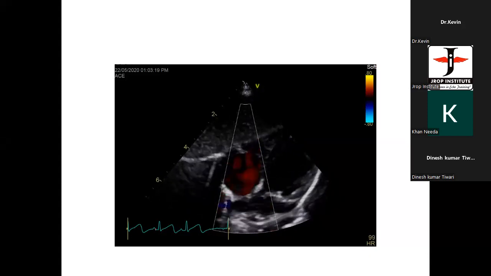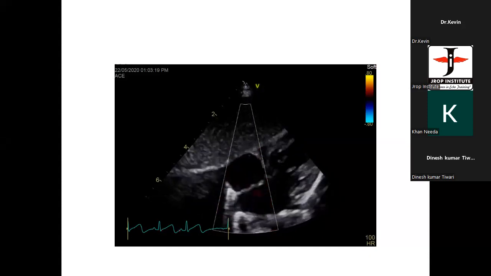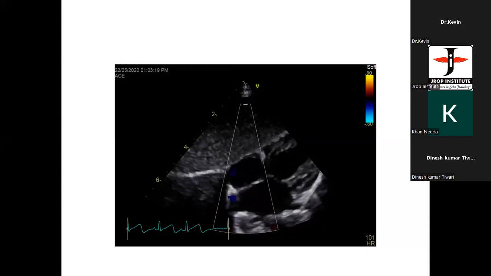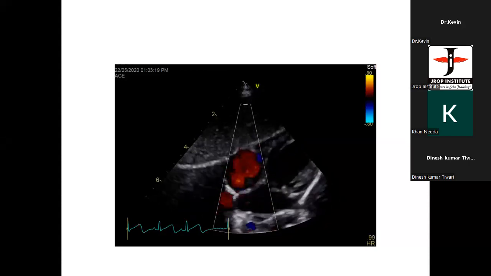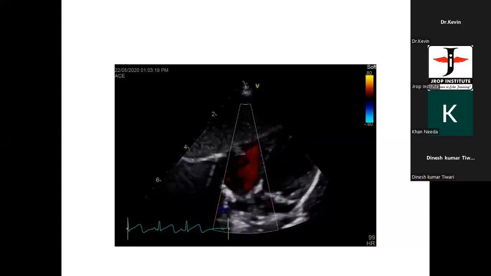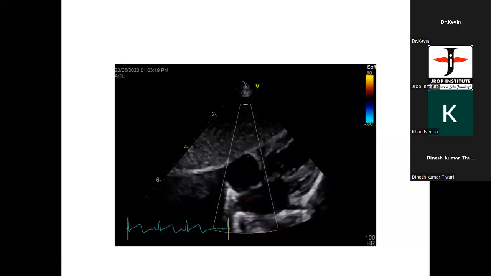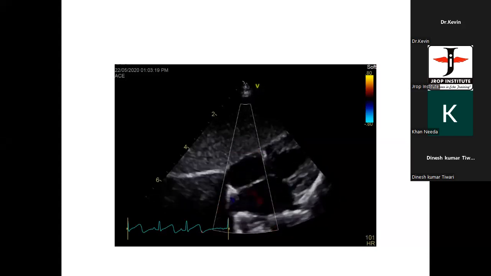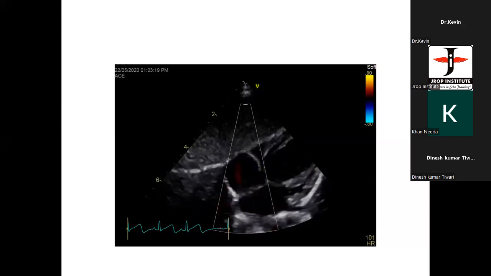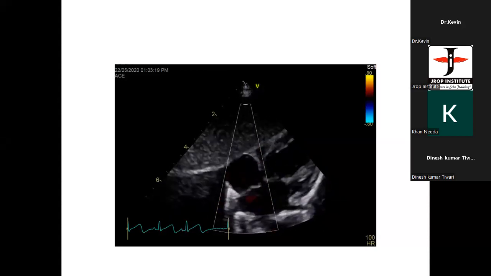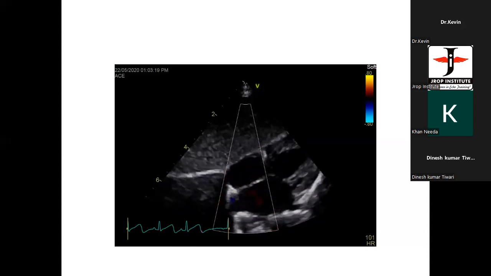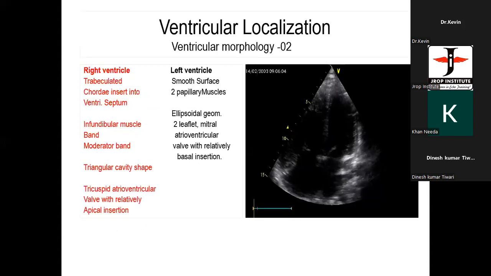Sir, you had explained how to identify the morphological RA from the IVC, and you said that the eustachian valve, membrane and Chiari network may be seen. Correct. Then, sir, you stressed that we should gradually move the transducer from the subcostal window to the apical window. Right. That I didn't understand, why. The answer, let me just show that slide to you.